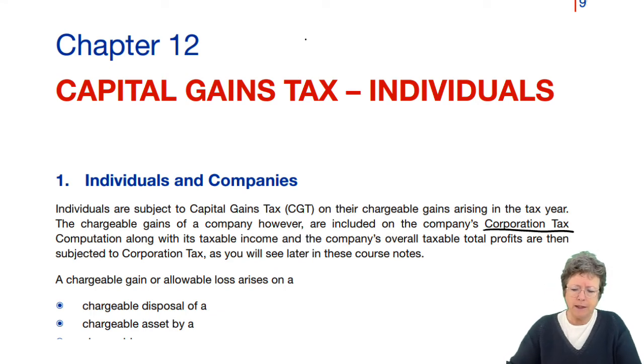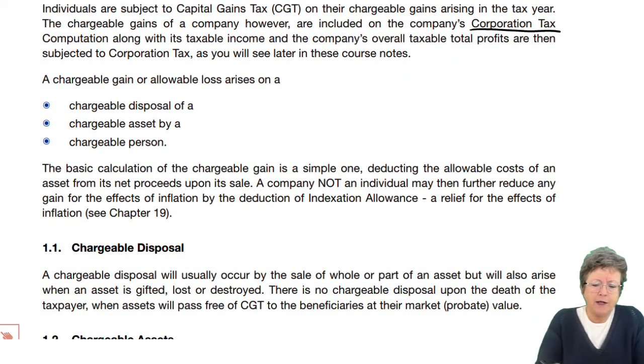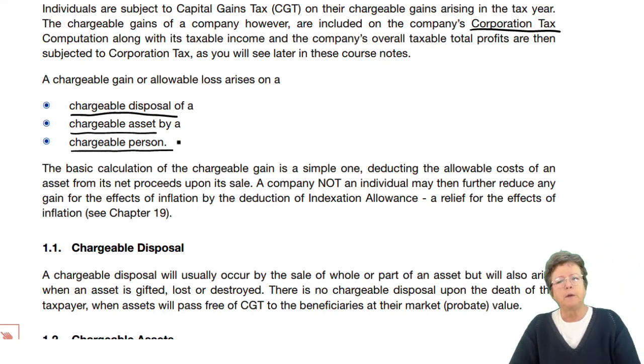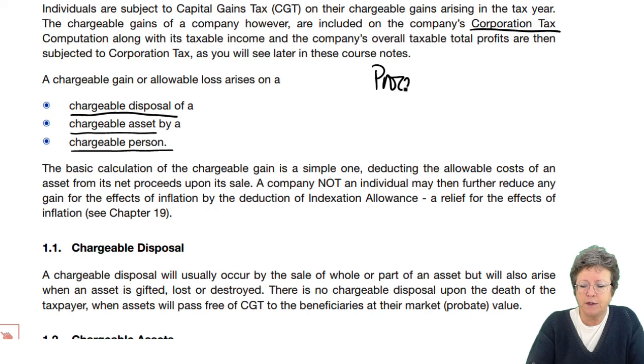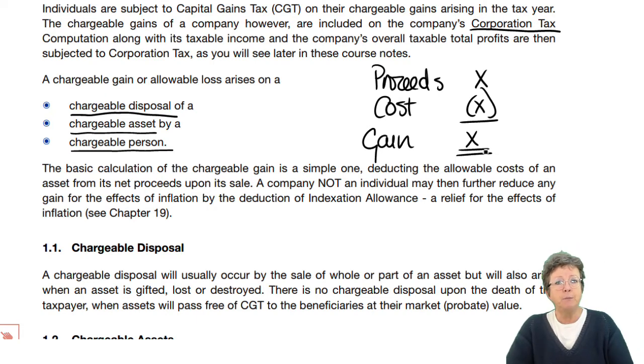Now, for a gain to arise, we must have a chargeable disposal of a chargeable asset by a chargeable person. We're going to look at all of those individually in a moment, but the basic computation is simple. It is basically the proceeds that you receive less the cost of the asset in the first place. Now, that's in its basic form. That will give you a gain. Obviously, if it was that simple, then everybody would be able to do it. So it's not quite that simple, but that's the bones of it.